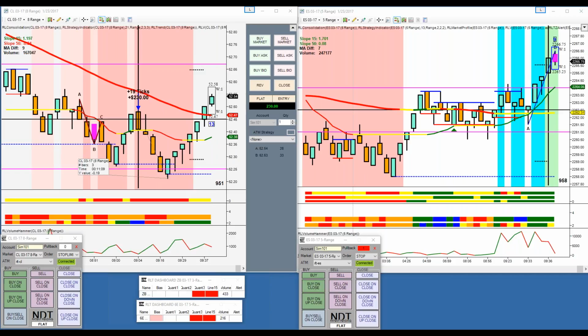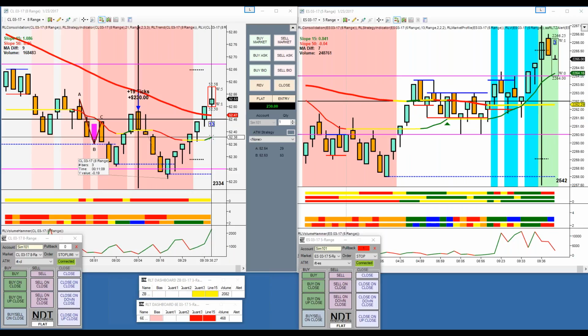Look at crude. Bounced off the value area low. It's just heading right up. It's got to do some movement before we can take a long trade. The 15's below the 50. It's not in a position to trade crude long. So there's the pullback on the E-mini.